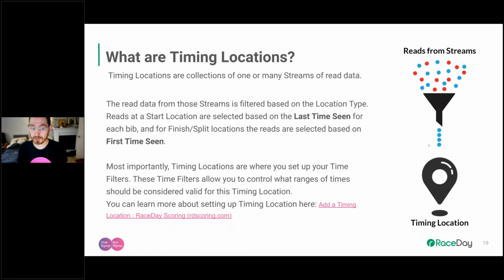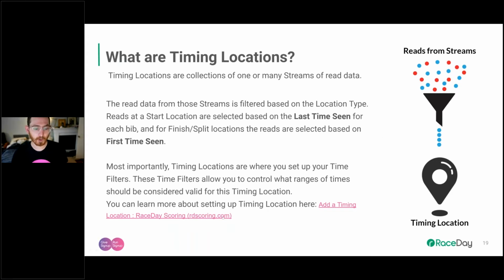So for a start, I want to say I want everything from the beginning of time until 5 minutes after the start to be considered as a chip start. And if it's a finish or a split location, I want to say everything starting about 13 minutes into a 5K and on could be a potential finish read, but nothing before 13 minutes. I've got no one running 12-minute 5Ks here today.